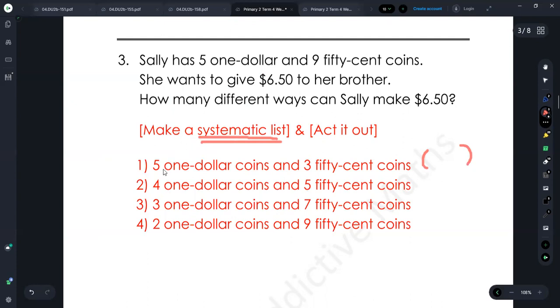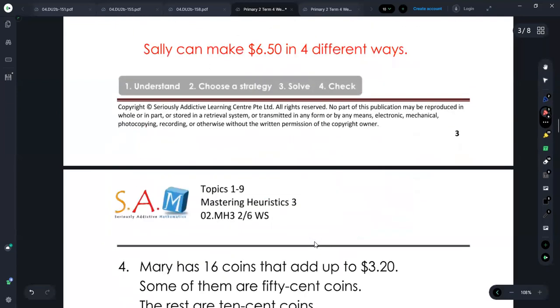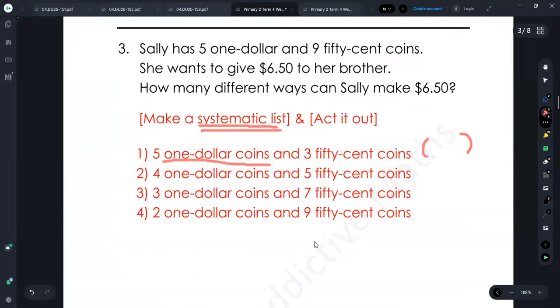But the systematic list is to make sure that they keep it constant, right? If they're trying out $1 notes, they start with 5 first, then they work downwards. And after that, they can even try other notes to see whether it's possible, and they will realize that it's not possible. So please take note of that. Okay, so the answer is there are 4 ways.